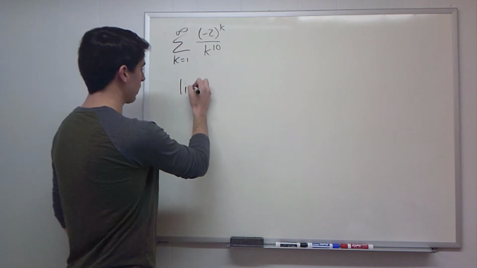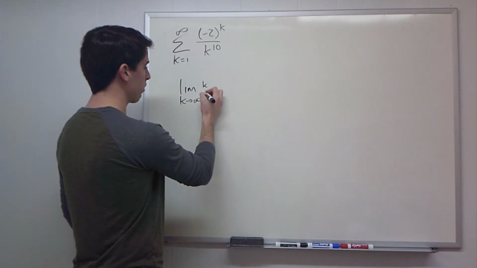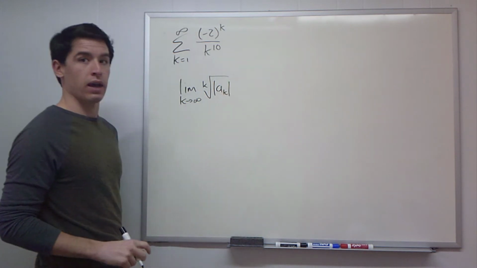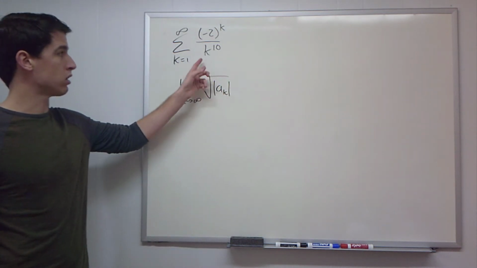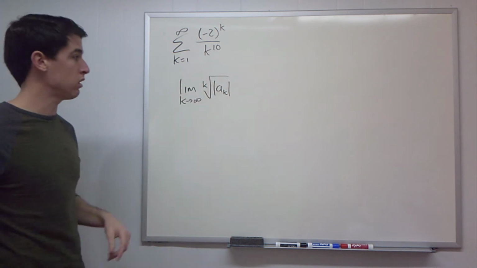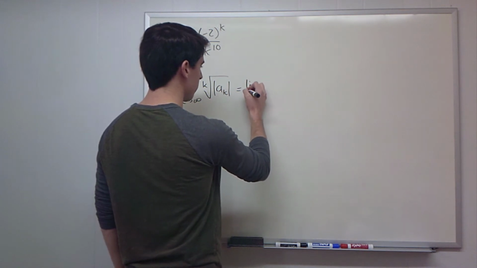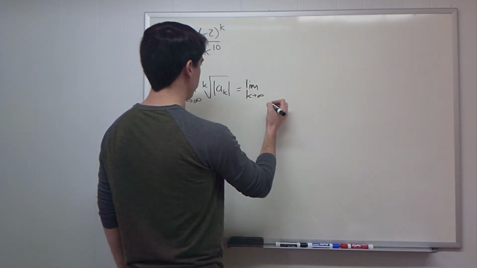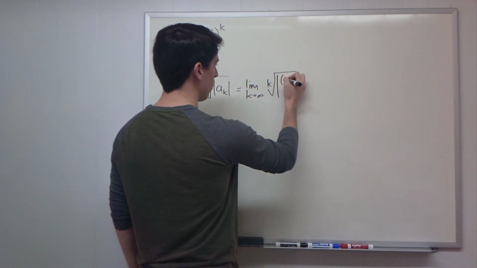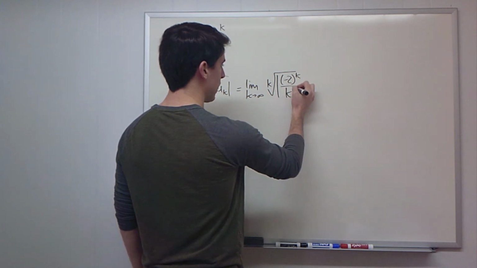So we need to look at the limit as k goes to infinity of the kth root of the absolute value of a sub k, right? Where a sub k is just the kth term in the series, so it's just this expression right here. So this becomes the limit as k goes to infinity of the kth root of the absolute value of negative 2 to the k over k to the 10.